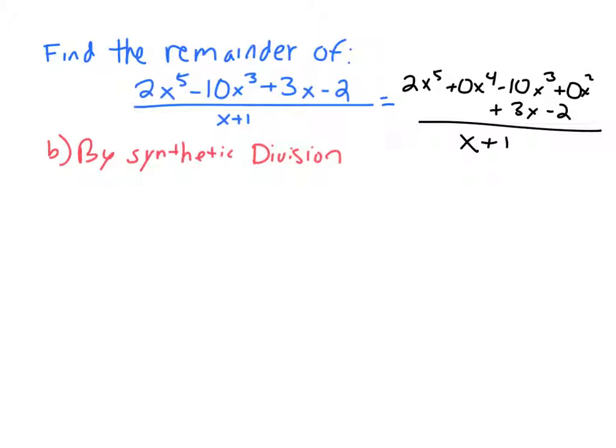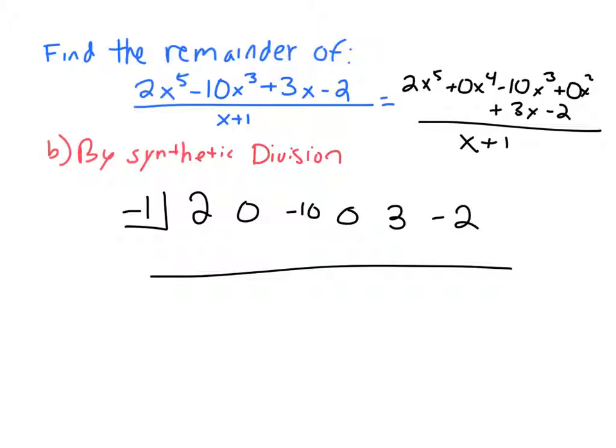Okay, so let's write down all of those coefficients. So I have 2, 0, -10, 0, 3, -2. I got that from here. And now let's write the opposite sign of whatever you have next to x. So the opposite sign of that would be -1. Alright, drop the 2. Then I do 2 times -1, that's -2.